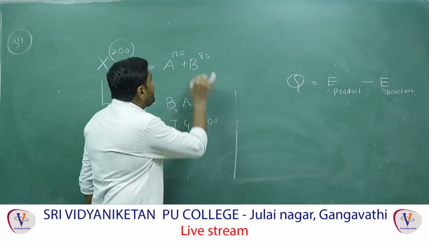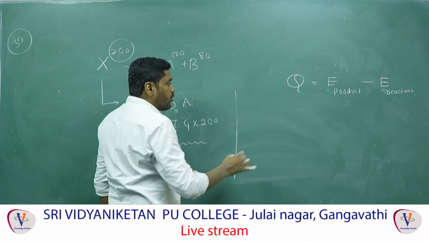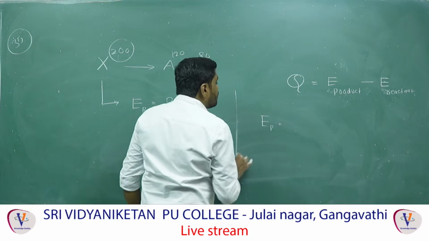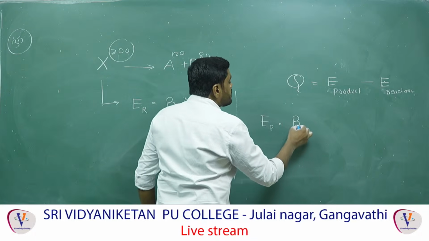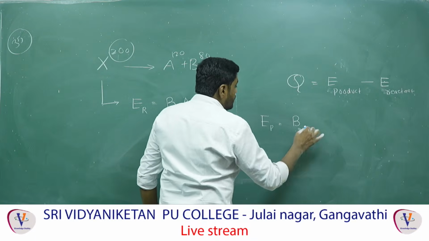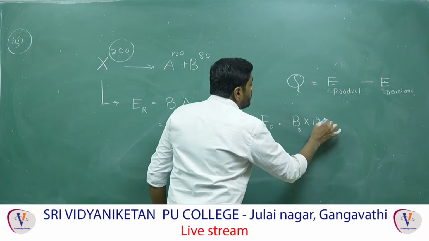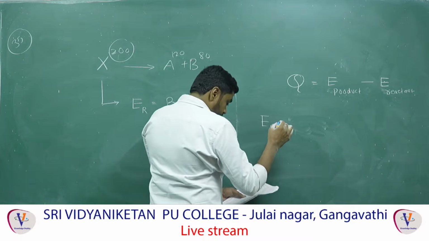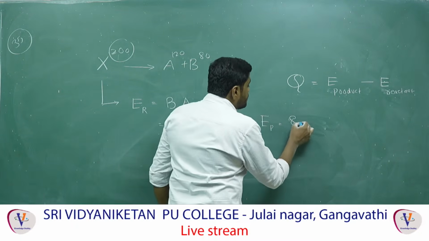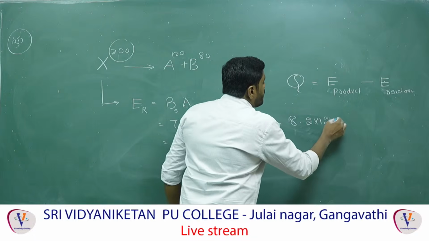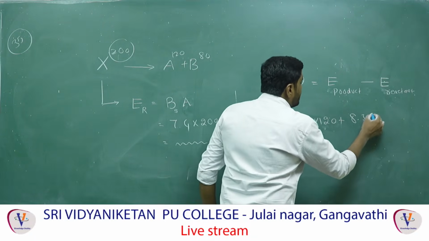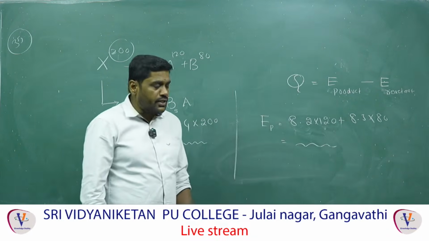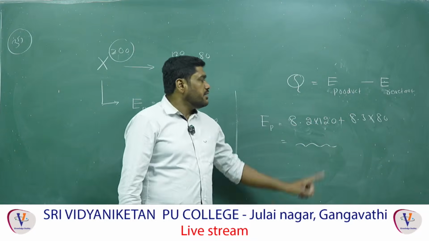Then how many products are there? Two products are there. Therefore the total energy of the products, EP, is the specific binding energy of A into its mass number, 120, plus that of B into 80. So EP is equal to 8.2 into 120 plus 8.3 into 80. Simplify it and you get the result in mega electron volt. Substitute there and you can get the energy released.